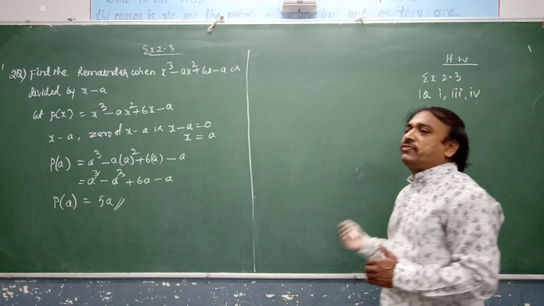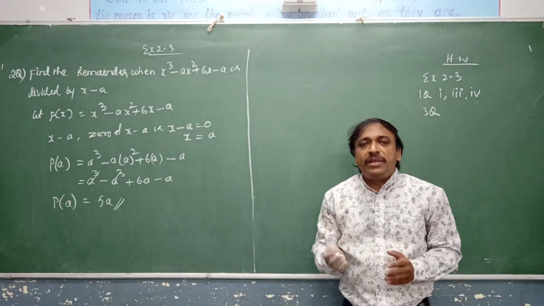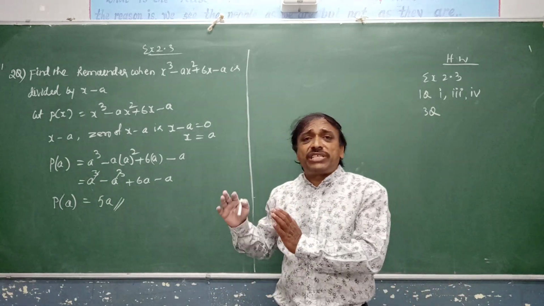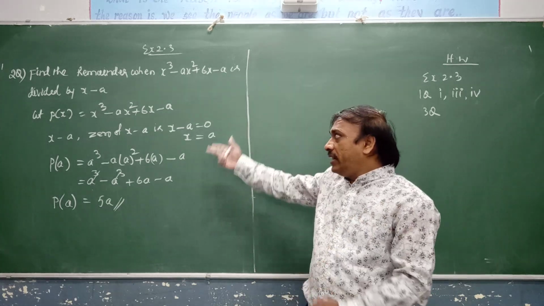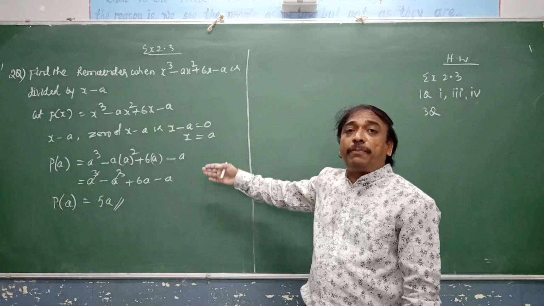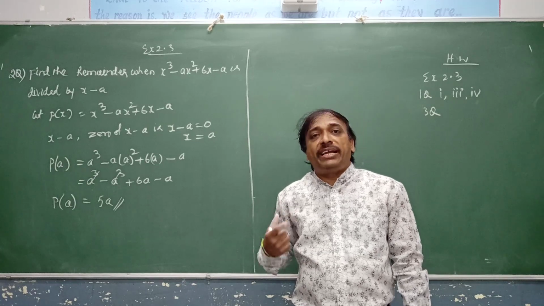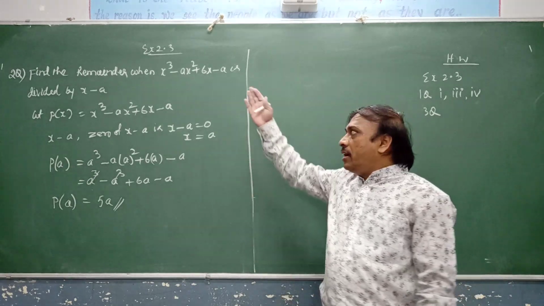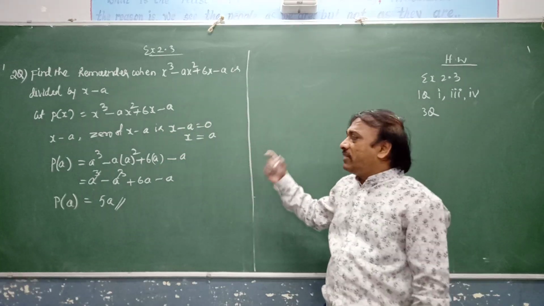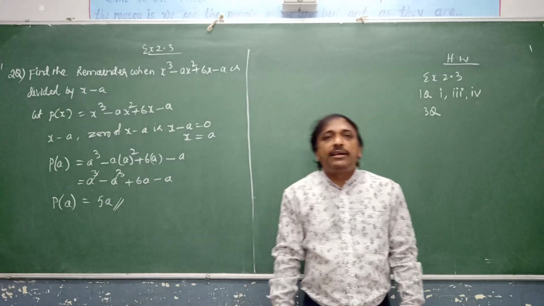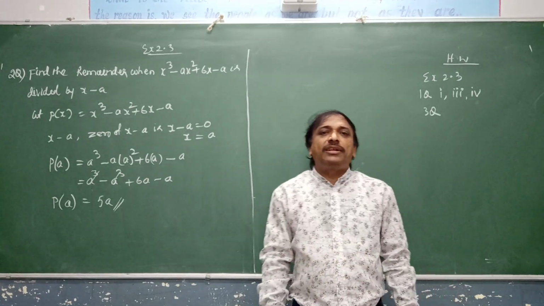So in today's class we have discussed the remainder theorem, and we discussed how to obtain the remainder when the divisor is a linear polynomial, that is x minus a. We obtain the remainder not by actual division, but by taking the zero of the divisor, substituting that value, and then obtaining the remainder. This is the session we have discussed today. I hope you understood. Thank you.